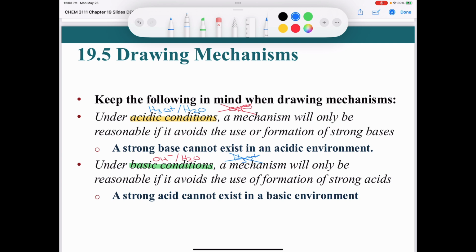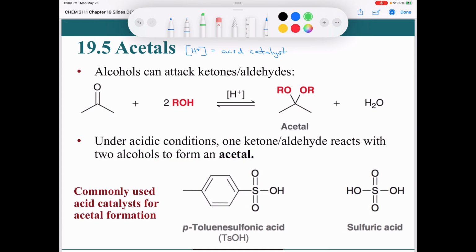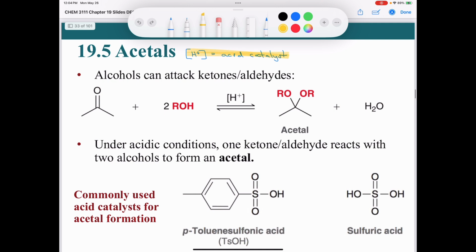So the intermediates that you draw along the way have to be consistent with your conditions. So again, acidic conditions: hydronium, water, positive charges. When you're in basic conditions: hydroxide, water, and anions. Now we saw what happens when we treat an aldehyde or a ketone with water, but what happens if we have an alcohol? So here we have our ketone, and we have two equivalents of an alcohol, and then we have H+ in brackets. Whenever you see H+ in brackets, that means an acid catalyst.